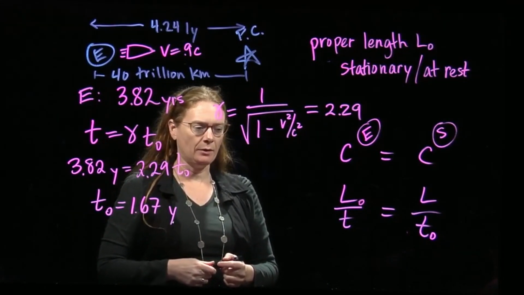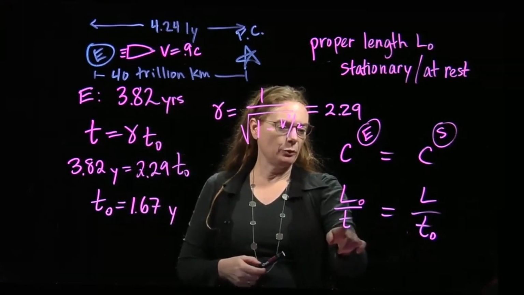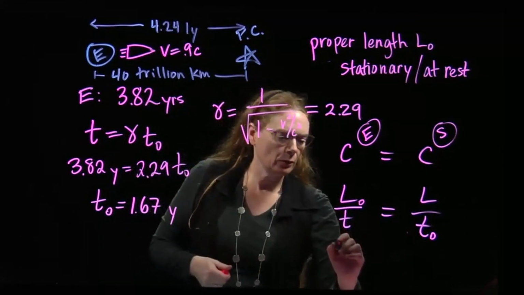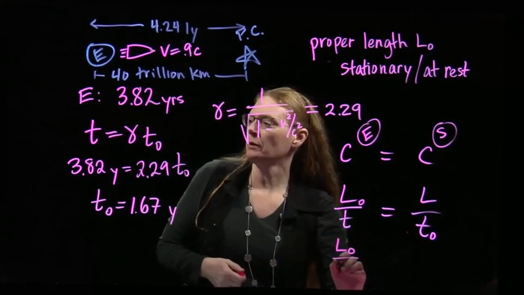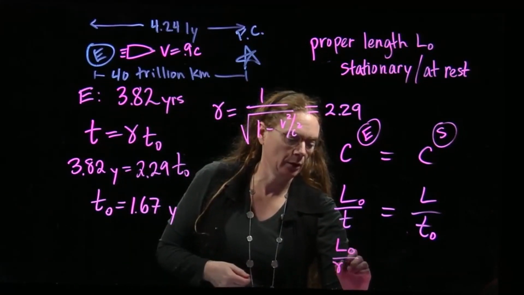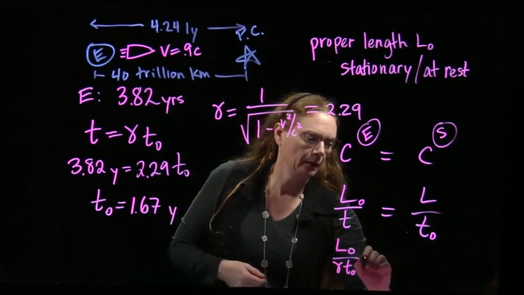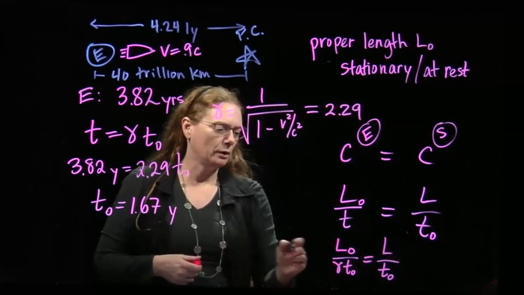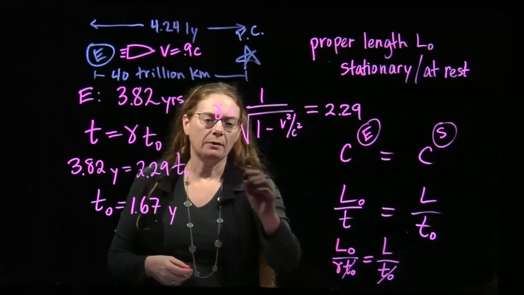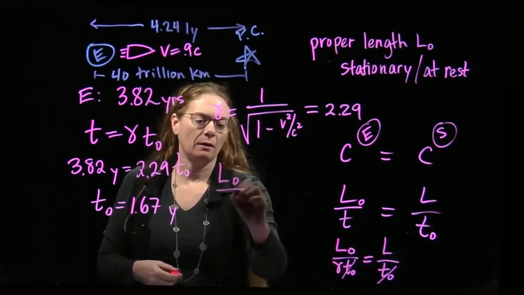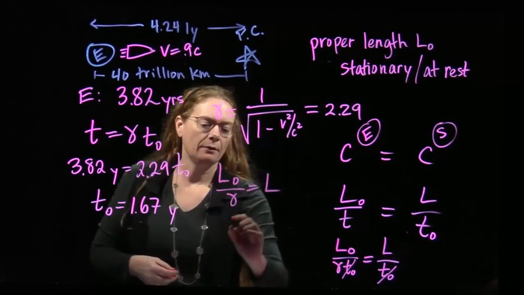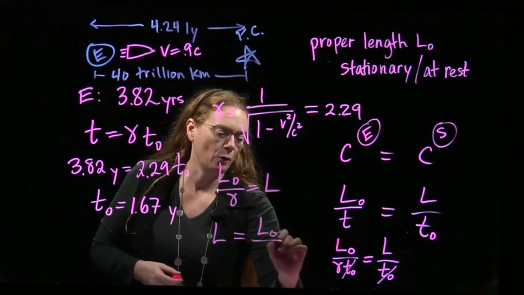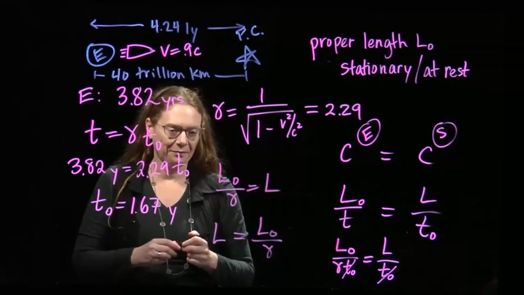All right. Different lengths, different times. So what can we do with this? Well, we know a relationship between time and proper time. That's right here, so let's put that in. L naught over time is gamma times proper time, equals length over T naught. Well, look at that. T is gone. And so I can have an equation that says length is length naught over gamma.